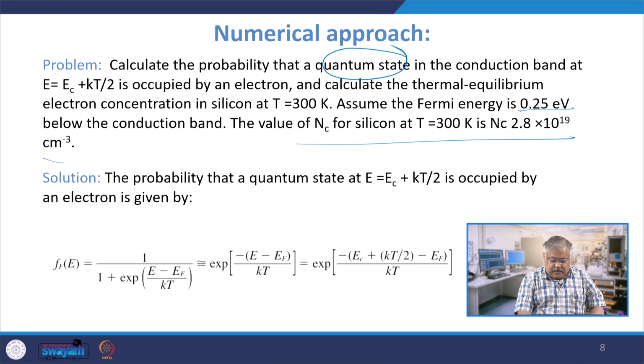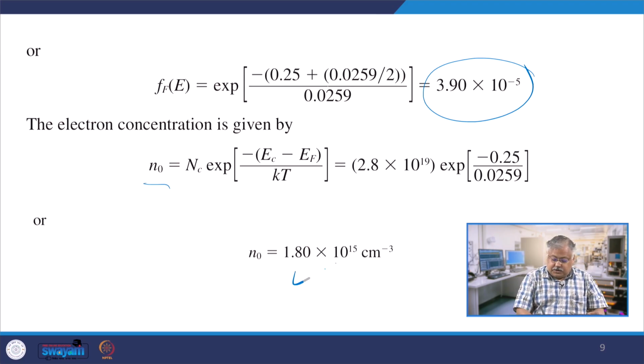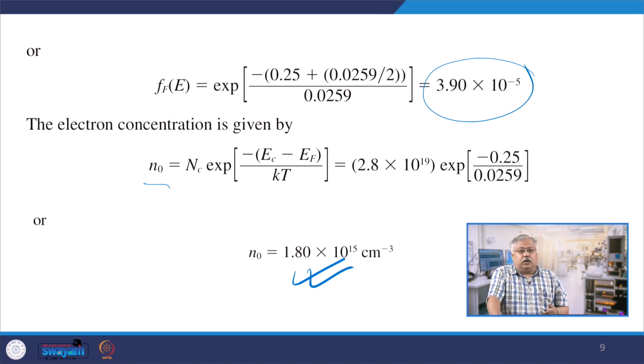So, if you look at the Fermi function, we know that it is 1 upon 1 plus exponential of (E minus EF) by kT. If you do a small manipulation, I get E minus EF. What is E now? The new value of E is nothing but Ec plus kT by 2, minus EF, by kT. And from here what I get is Fe, if you place the values, this much, the probability, which is very, very low, and the electron concentration, if you find out, comes out to be this much, which means that the probability of finding the electron is very, very low.